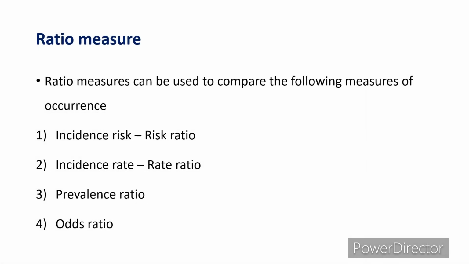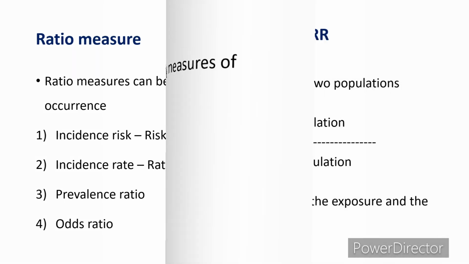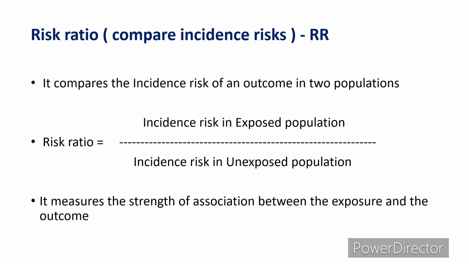Now coming to the ratio measures, they are used to compare the following measures of occurrence. One is incidence risk or the risk ratio, second is incidence rate or rate ratio, the third is the prevalence ratio, and fourth is the odds ratio. Let's look into all the four briefly. Risk ratio, as already said, compares the incidence risk of an outcome in two populations. So in simple words, risk ratio equals incidence risk in exposed population divided by incidence risk in unexposed population. It measures the strength of association between the exposure and the outcome.